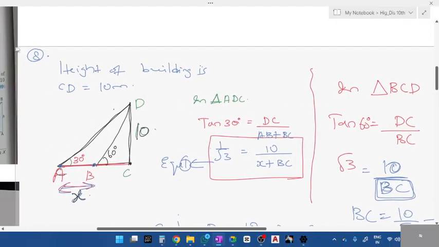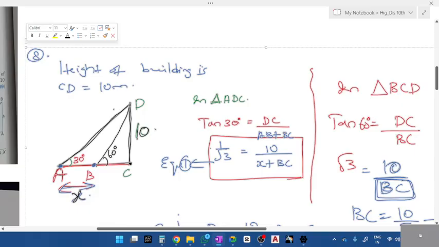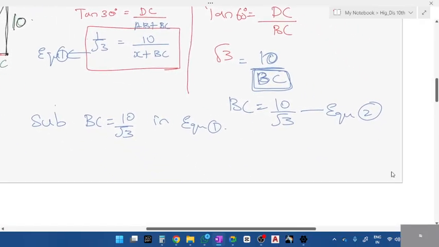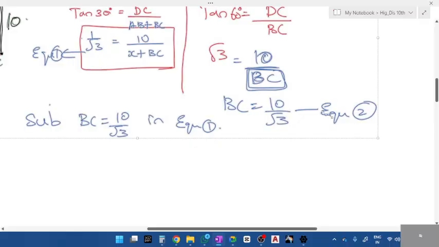And most of your questions will be like this, where you'll have two triangles, three triangles. You have to find the value of both and equate. That's it. Substitute and solve it. Complete and find the answer of x.